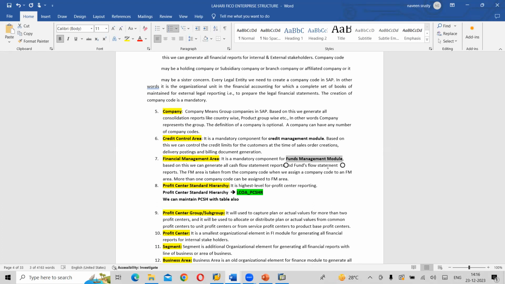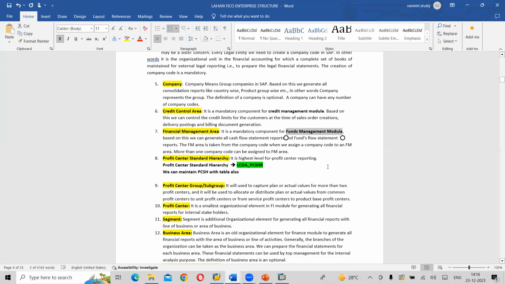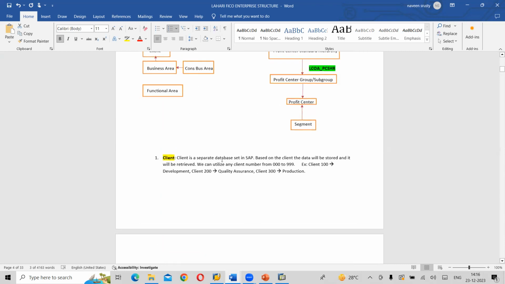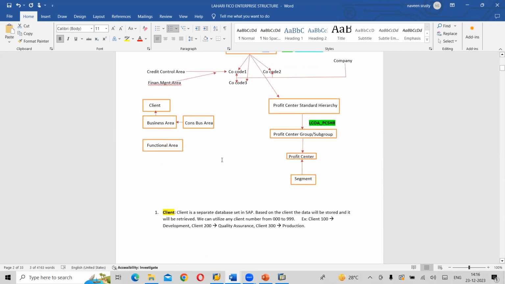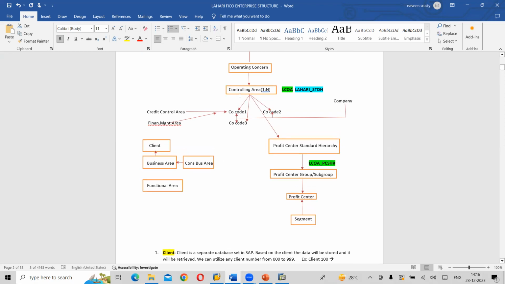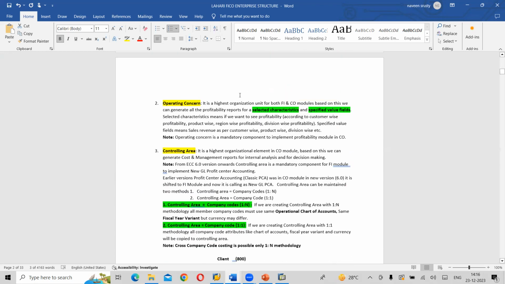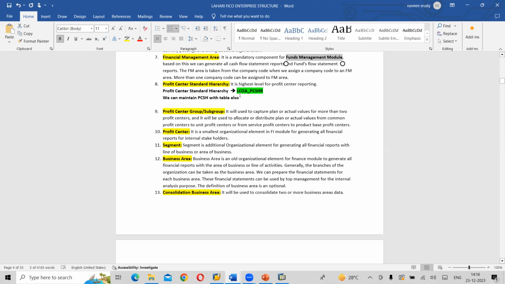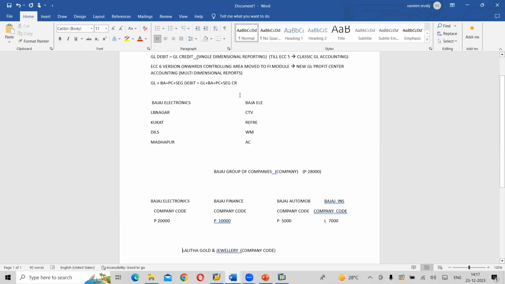Yes. So here is another one: profit center standard hierarchy. There is another important one in our structure. You can see here the profit center standard hierarchy, and the profit center is linked to the controlling area. So what do you mean by a profit center hierarchy? In the sense, I'll tell you what exactly a profit center is. And we use the term cost center also. So here in SAP, we have two terms as of now.